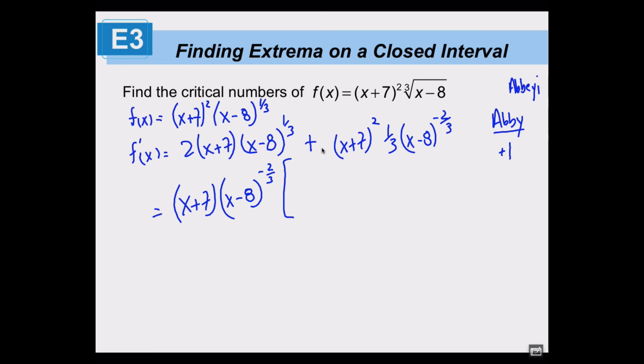Okay, now you got to be careful. Big bracket. When I take an x plus 7 out of the first term, I'm left with nothing, just a 2 sitting there. When I take an x minus 8 to the negative 2/3 out of the x minus 8 to the 1/3, I'm left with just an x minus 8. That's why we take out the smaller one, because most of the time it will reduce to 1. Plus, I got rid of one of those, so I'm left with an x plus 7. I got rid of this whole thing, but I left a 1/3 behind.